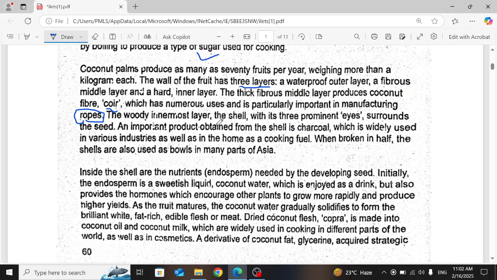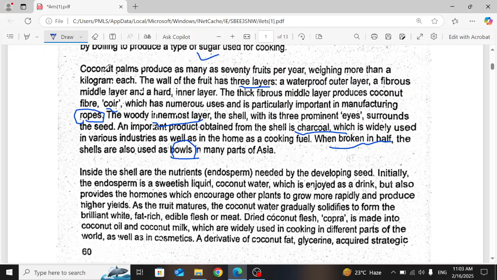The woody innermost layer, the shell with its 3 prominent eyes, surrounds the seed. An important product obtained from the shell is charcoal. So the product obtained from the innermost layer is charcoal. So this is the answer to another question. It is widely used in various industries as well as in the home as a cooking fuel. When broken in half, the shells are also used as bowls in many parts of Asia. So bowls is the answer of the third question.